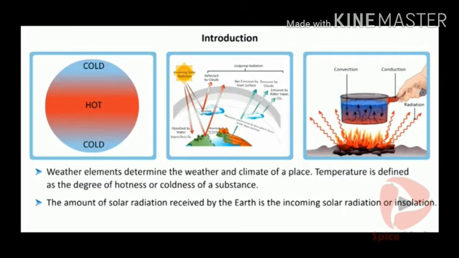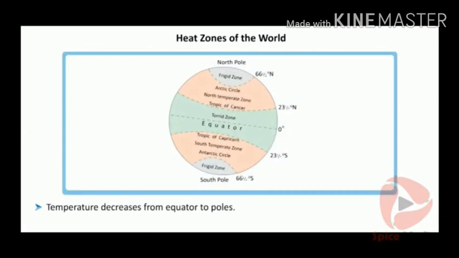Now, let's study about temperature. Weather elements determine the weather and climate of a place. Temperature is defined as the degree of hotness or coldness of a substance. The amount of solar radiation received by the earth is the incoming solar radiation or insolation. Now let's have a look at the heat zones of the world. Temperature decreases from the equator to the poles.